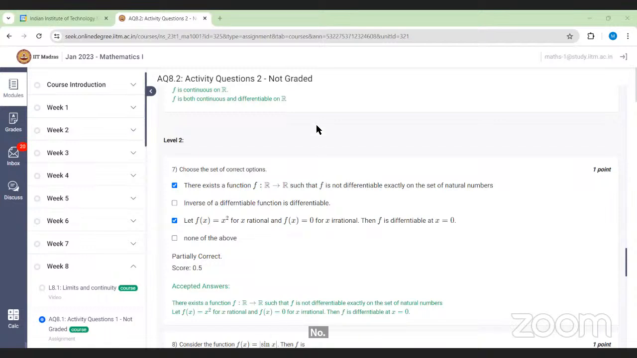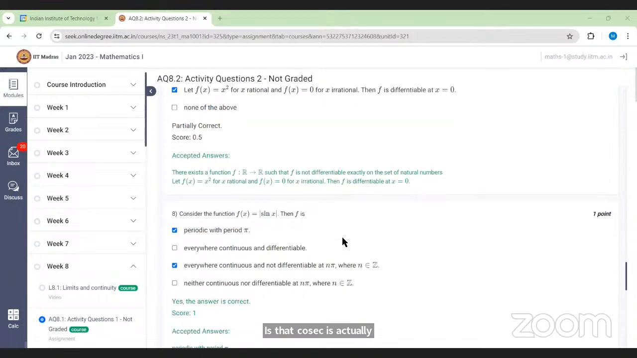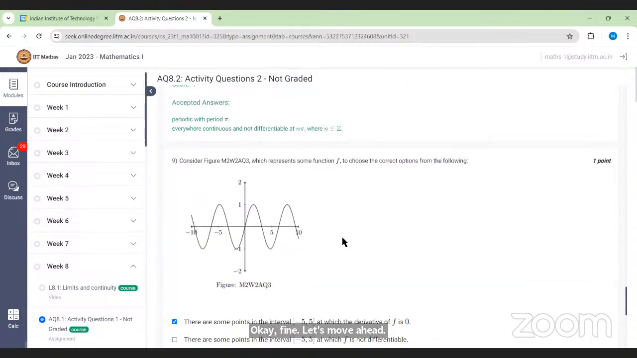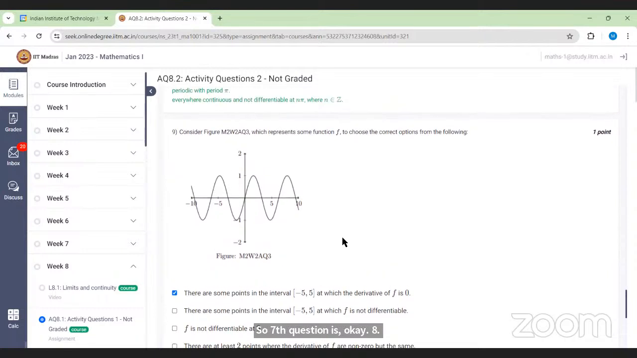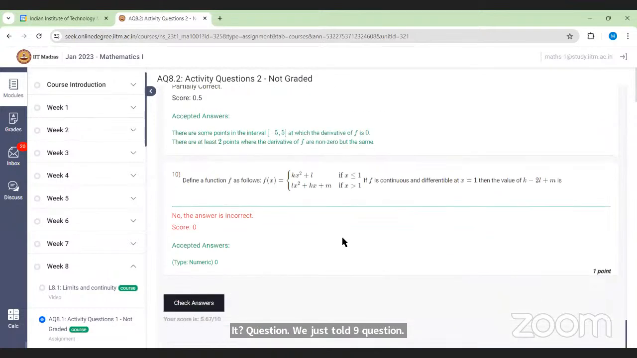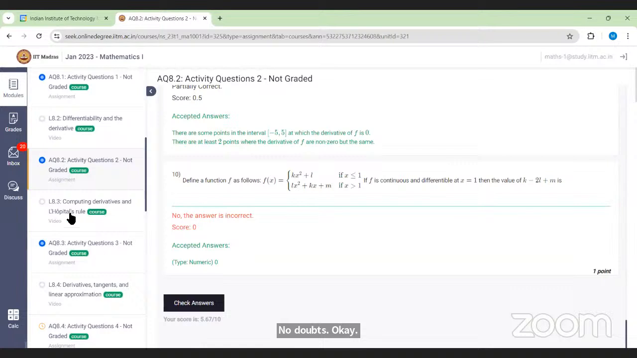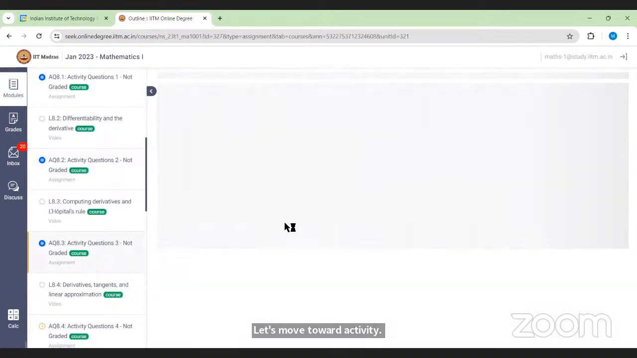Let's move ahead. So the 7th question is okay. The 8th question is just solved. 9th question. Question number 9. No doubts. Okay. Let's move toward activity 8.3.